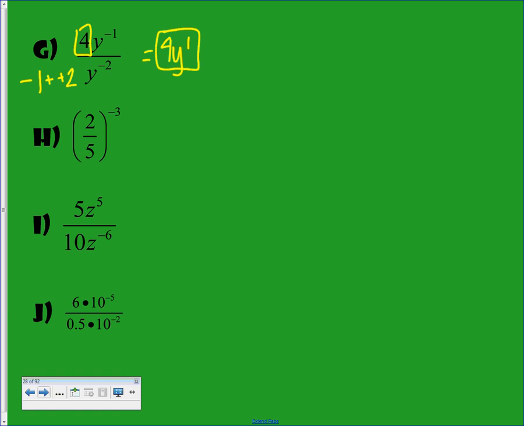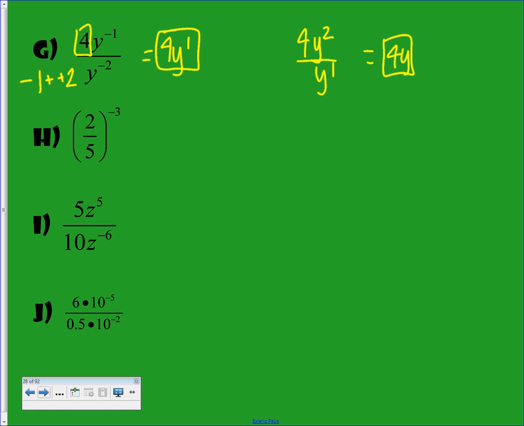Okay, so watch. You don't have to flip them first if you don't want to. Okay, so you can just subtract and then see what happens. If you prefer to flip them first, so if you wanted to flip those, you could have made that 4y squared over y to the first, and then 2 minus 1 would have been 1, so you would have gotten 4y. So either way you want to do it, okay, will be completely fine.